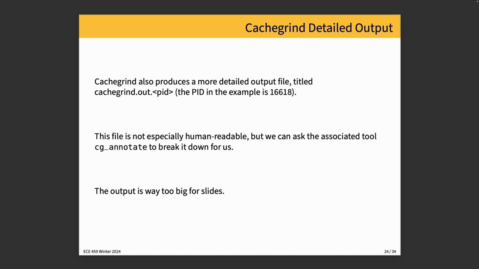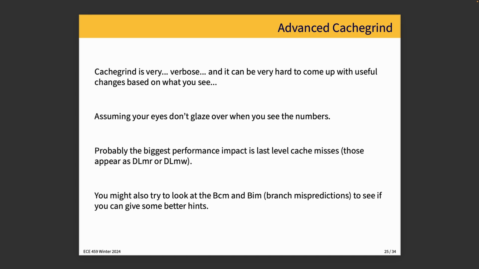CacheGrind also produces a detailed output file. It's not especially human readable, but you can ask an annotation tool to kind of break it down for you. It's the kind of thing we can do like a live demo of, because the output is pretty big for the slides. Thing about it is, like, CacheGrind is pretty verbose. It can be hard to come up with useful changes based on what you see.